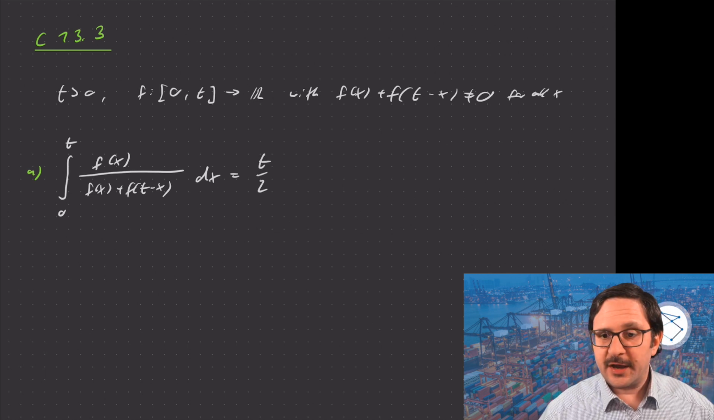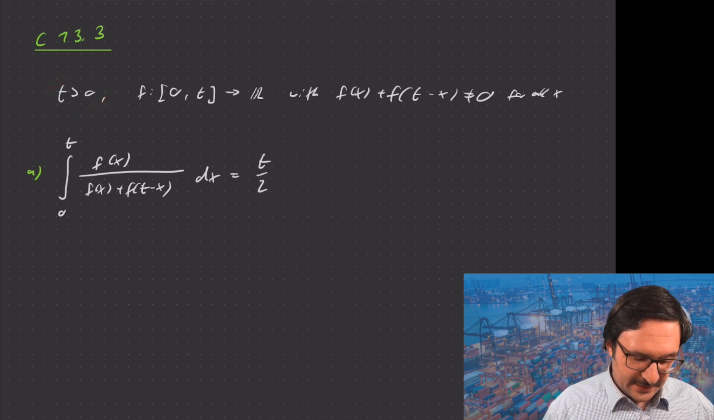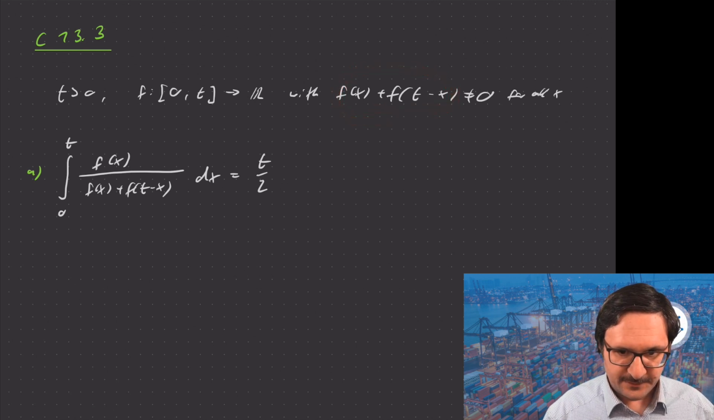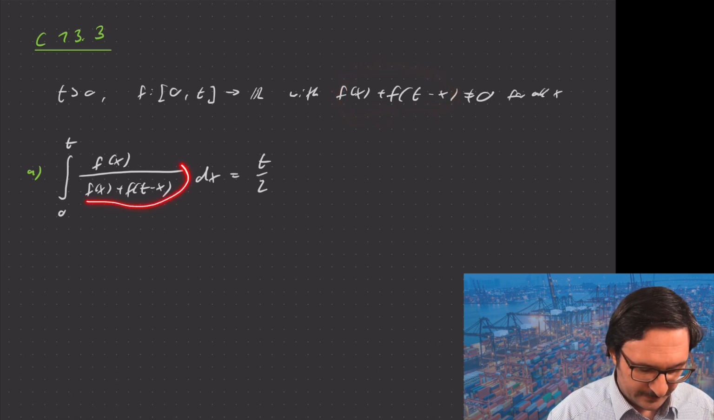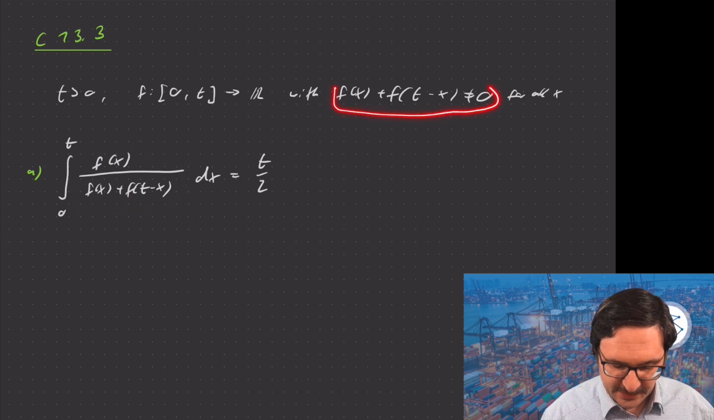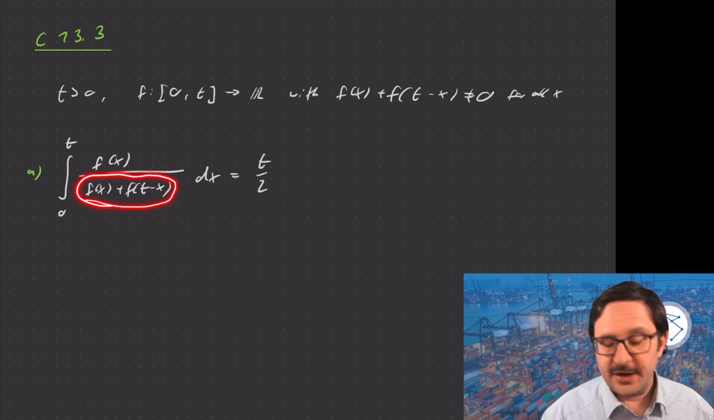And the question is, how can we prove that? So again, the t is a constant here. That's a parameter that we choose up front here. And then for every function with that property, this will work. And that property is mainly important because the denominator here, that's exactly the denominator, of course may not be 0.